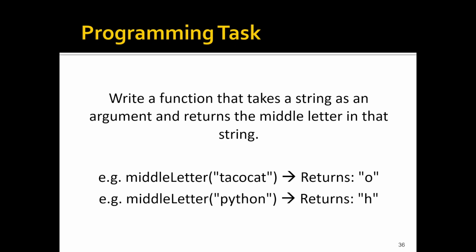And now that we've learned these new things about strings, let's put them to good use with a programming task. This task says, write a function that takes a string as an argument and returns the middle letter in that string. So we have two examples here. If we're given the string taco cat, which has 7 total letters, it returns the middle letter, the O here. If we are given a string like Python, which has 6 total letters, noting that there's 2 middle letters when we have an even number, in this case, it's rounding up and taking the latter of those 2 middle letters. So according to this provided example, our code should just return H.